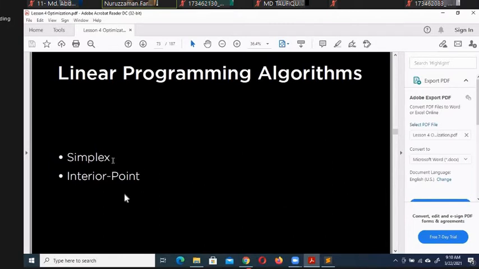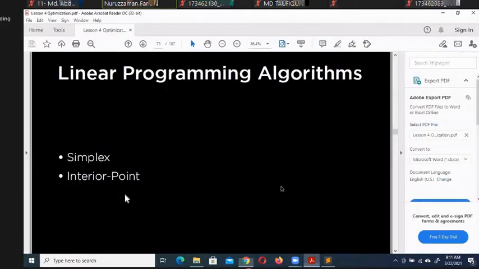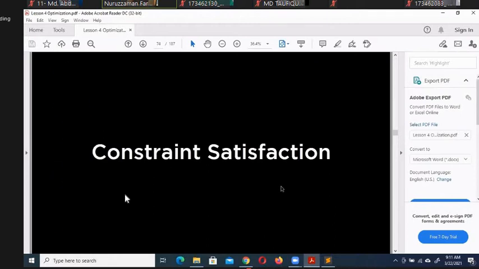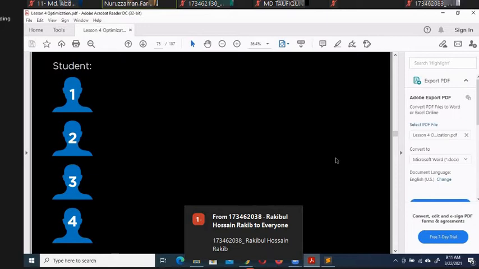And the algorithms we use are simplex and interior point. Those are already implemented in the SciPy library. So we just call that algorithm. That's it. We don't need to understand how this algorithm is working. But what we do need to understand is constraint satisfaction. So there is one way we can satisfy the constraints, that is linear programming. And let's understand what this constraint satisfaction is a little deeper.